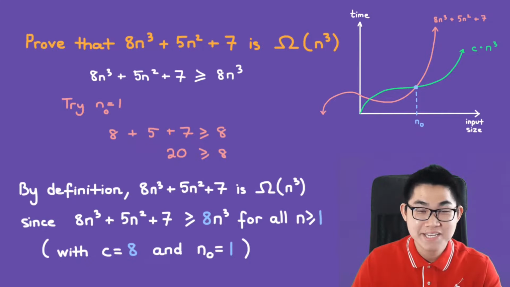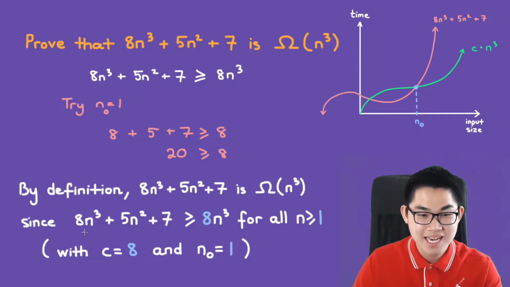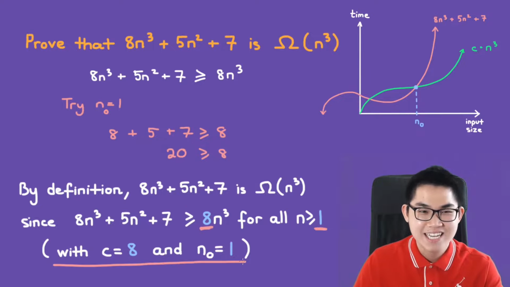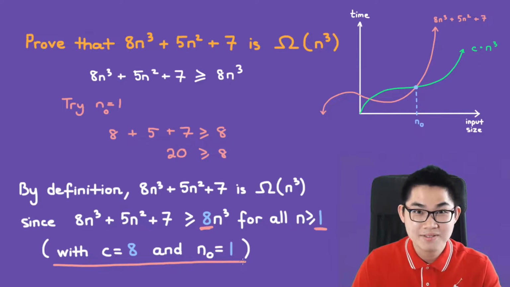And now we write the conclusion. So by definition, 8n to the power of 3 plus 5n squared plus 7 is big omega of n to the power of 3, because this right here is greater than or equal to 8 times n to the power of 3 for all n greater than or equal to 1. So this here is our constant c, and this is our n0. And that's it. That's how you prove big omega.